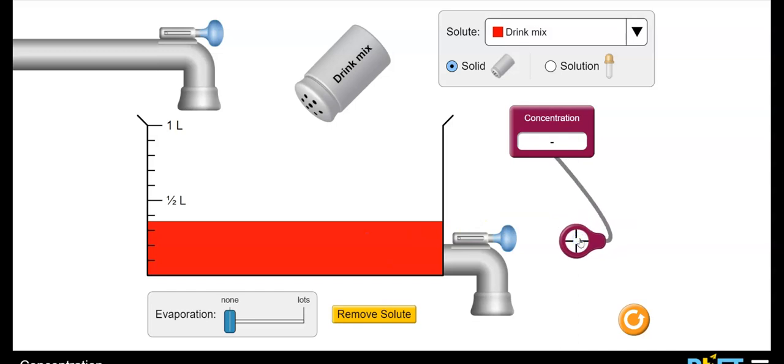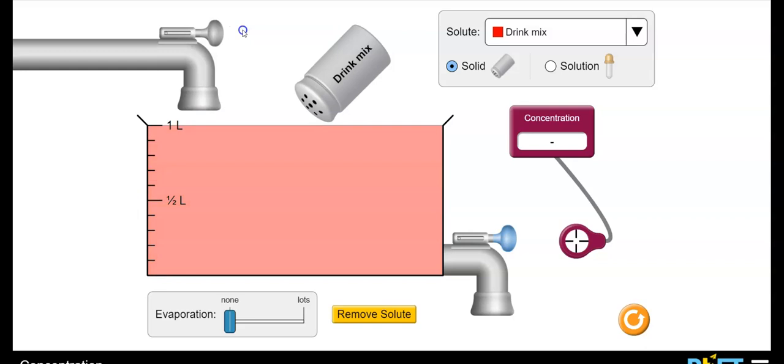So we have a solution with a certain concentration. And what if I want to decrease the concentration? I can do so by adding more water. So think about the formula for molarity. If you increase the volume, that will cause the concentration to decrease. Let's do that. Let's add some more water. See if you can tell what happens visually with the solution. Did you notice anything? It looked like it became a lighter color. So that's our visual cue that the solution is more dilute, less concentrated.